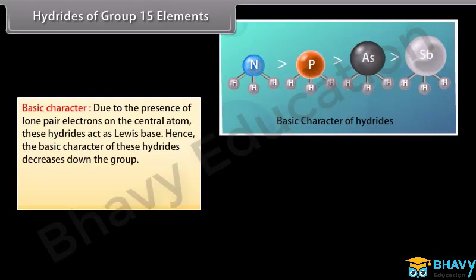Basic character. Due to the presence of a lone pair of electrons on the central atom, these hydrides act as Lewis bases. Electron density around the central atom decreases down the group.